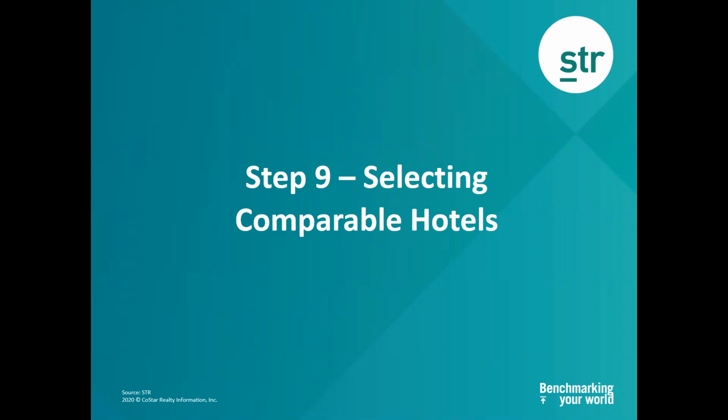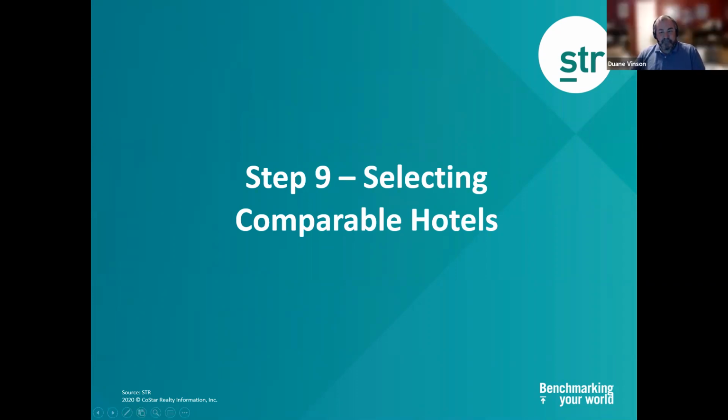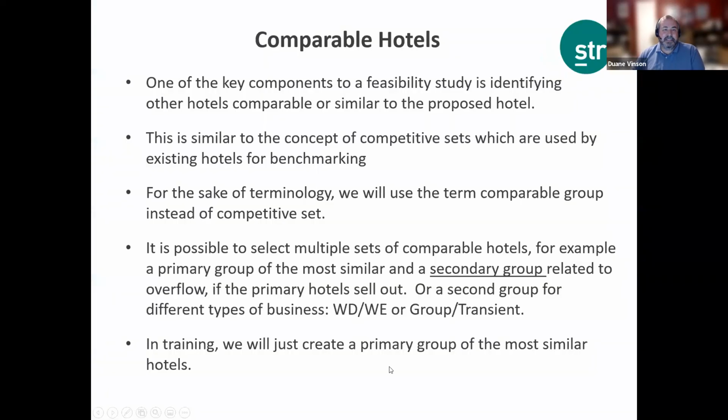No, excellent. Excellent. So let's look here at step 9. This is selecting comparable hotels. One of the key components of the feasibility study is to identify other comparable hotels in our market. And this is very similar to what we do in the CHIA, in the benchmarking part of the CHIA, when we're looking at selecting our competitive set. Remember that? So we call them comparable hotels rather than a competitive set in this case.